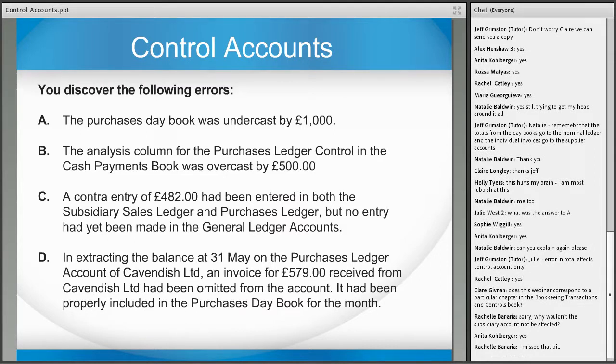Jeff's answering those, isn't he? Right. Error C. A contra entry of 482 has been entered in both the subsidiary sales ledger and purchases ledger, but no entry has yet been made in the general ledger account. Are we all happy with what a contra entry is?